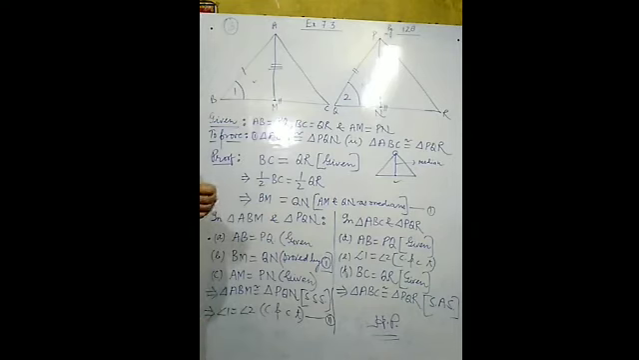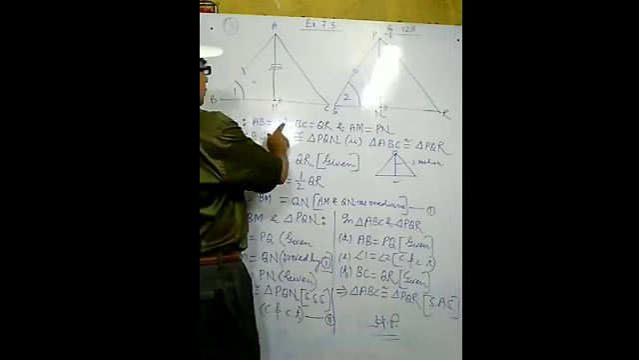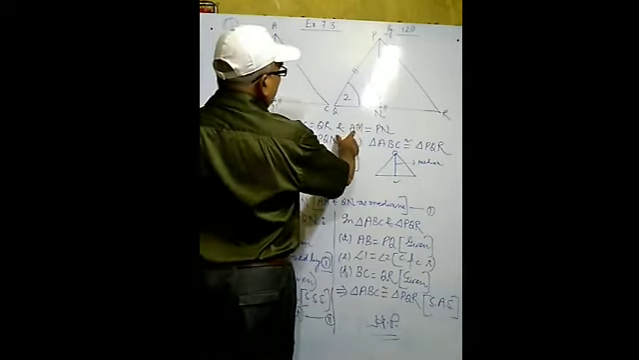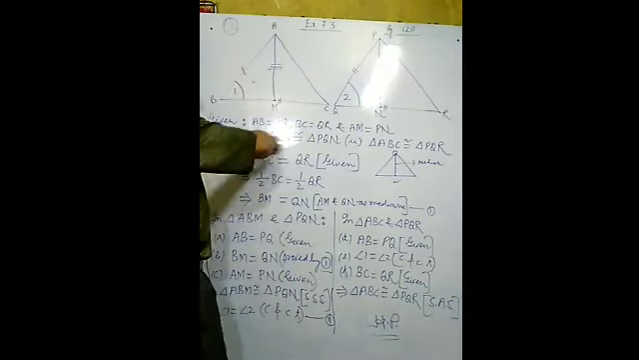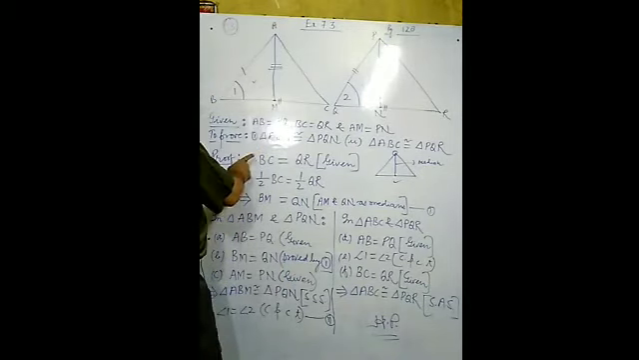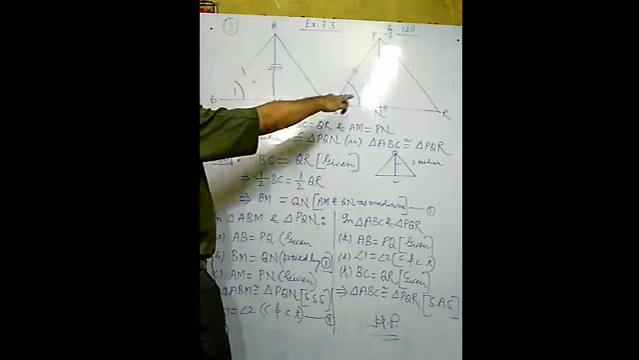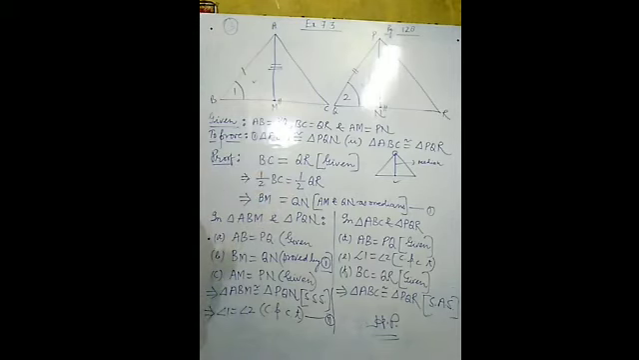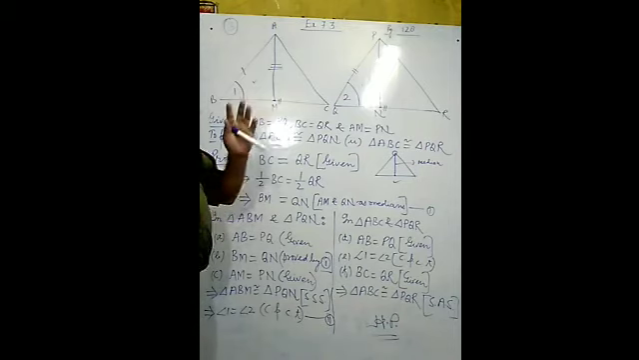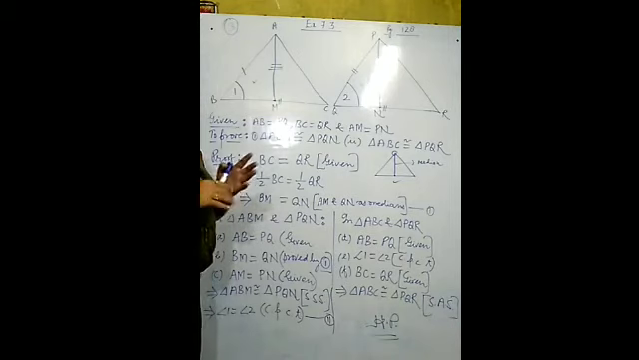So let us discuss the very first part of this question. What is given? It is given that AB equals PQ, BC equals QR, and median AM equals median PN. These are the given parts, and we have to prove the congruence. Now see, BC equals QR is given, so we can say that half of BC equals half of QR. If wholes are equal, their halves are also equal.